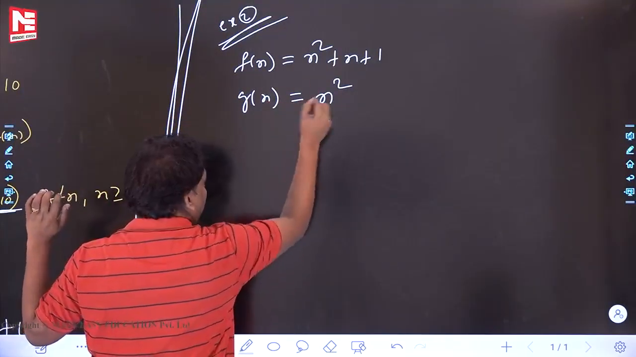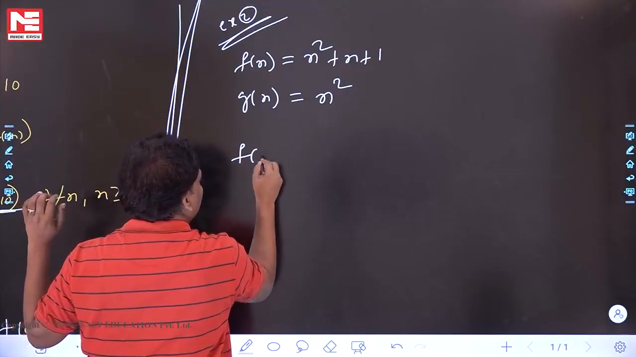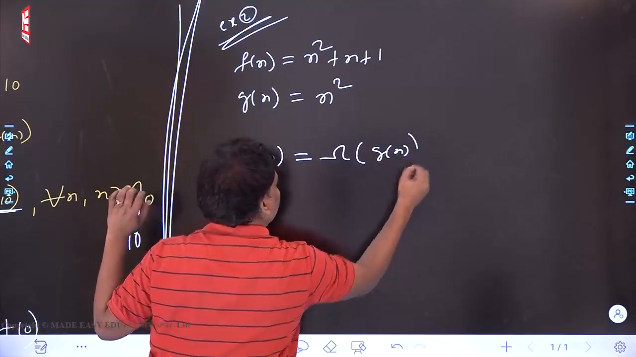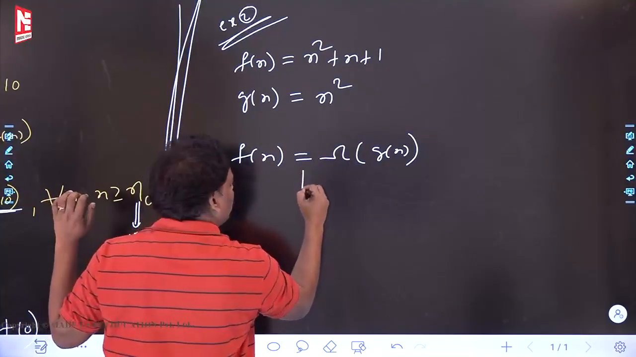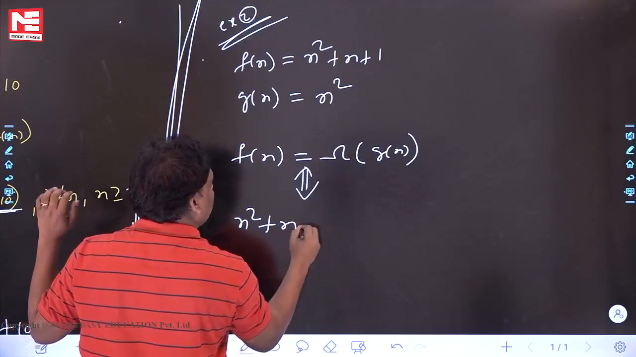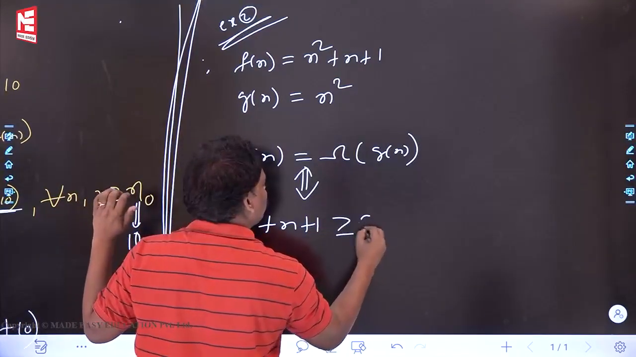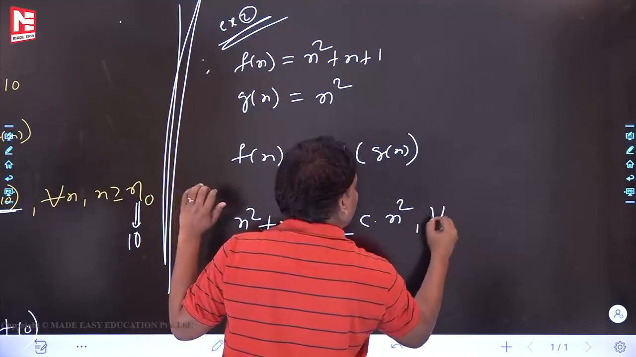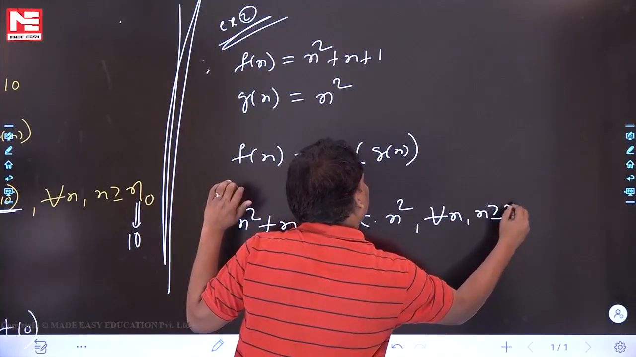Right. So by seeing these two, I want to prove f of n is equal to omega of g of n. If you want to prove it, what is the condition you have to satisfy? This is the condition. What is the f of n? n square plus n plus 1 is greater than or equal to some c into, what is the g of n? n square. Right? For all n where n is greater than or equal to n0.